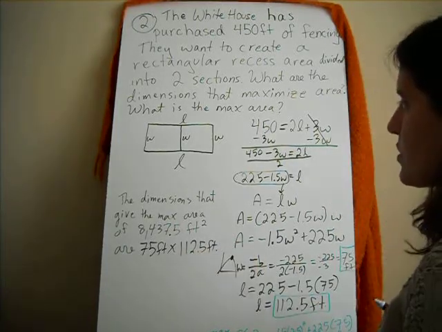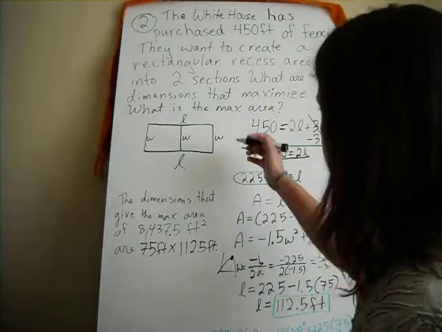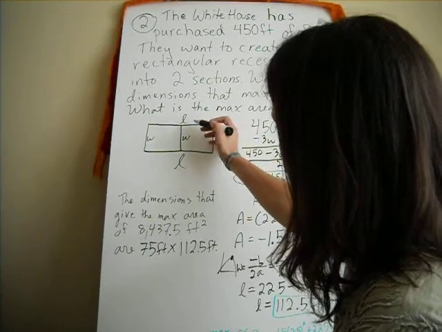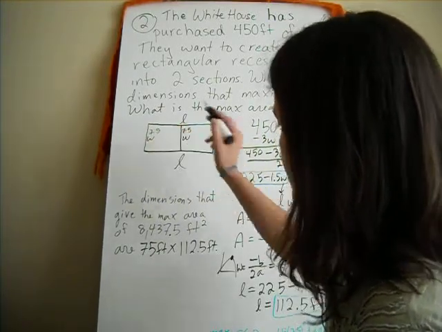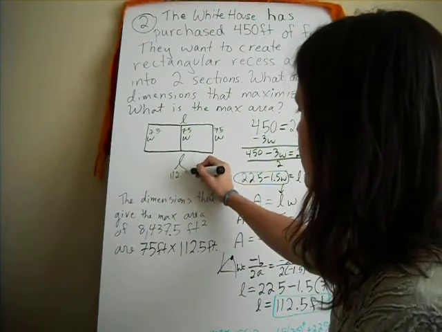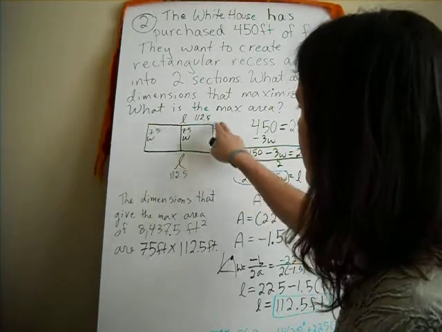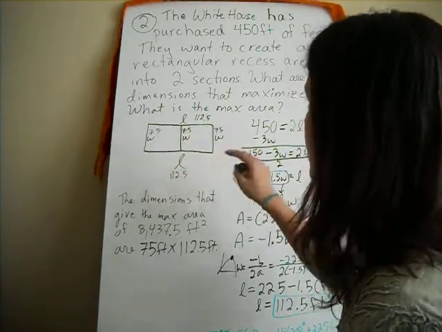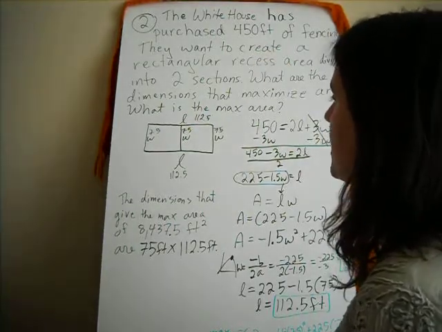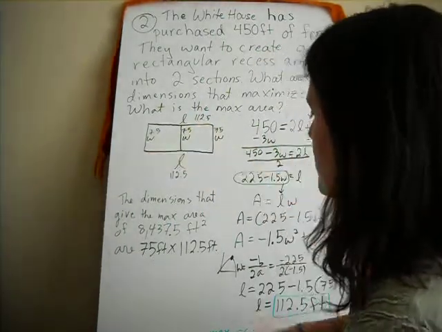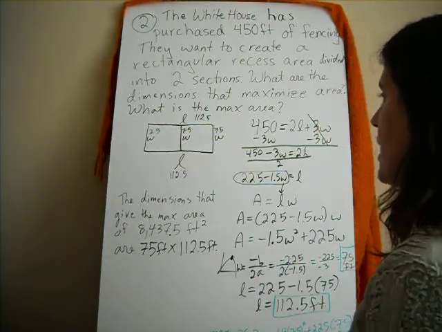And again, you want to stop and look at it and see if it makes sense. The W's are 75, so if you put 75 every place there's a W, and 112.5 every place there's an L, if you add all of those up, all 5 numbers that are there, you will get 450 feet, which is what you're supposed to get. And if you multiply 75 times 112.5, you'll also get that. So everything does work together, and it does have to make sense.